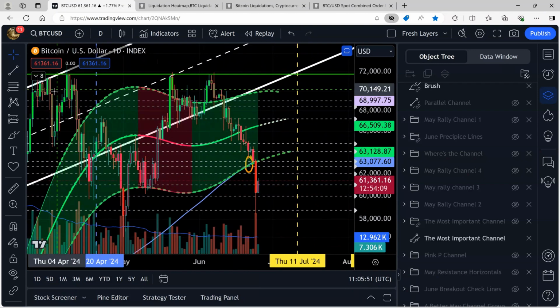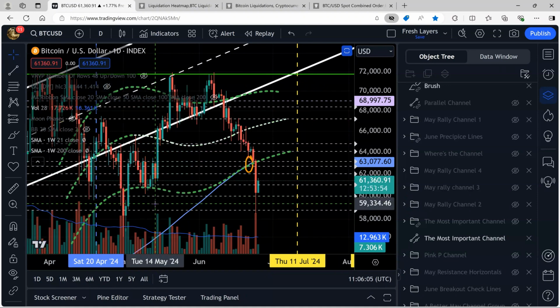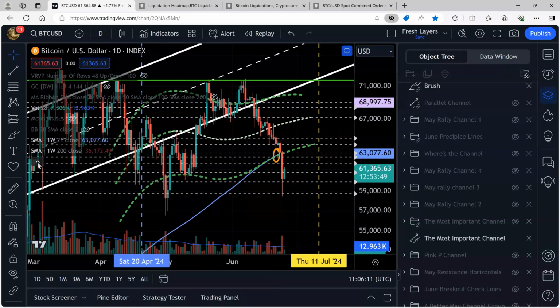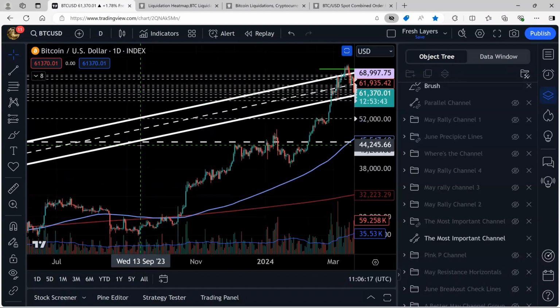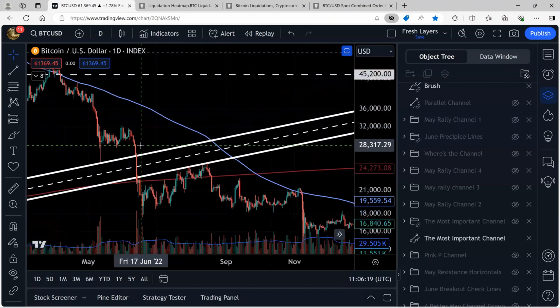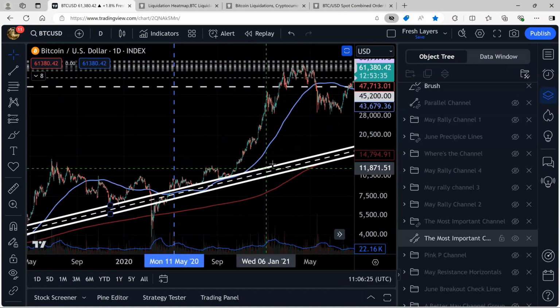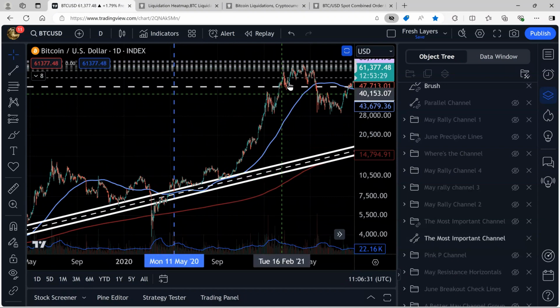All right, so let's turn the Gaussian channel off. I have these dotted lines here that I've drawn that represent the Gaussian channel, and when I turn that off, you will see those. So that's our Gaussian channel right there. Also, this white channel here is the most important channel in Bitcoin history, and it's the channel from which all Bitcoin bull rallies have started. Here, you can see after consolidation on top of the channel for a while, boom.